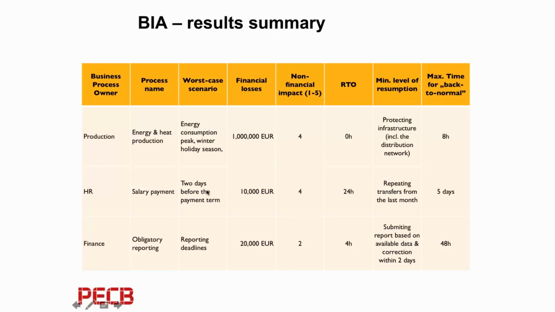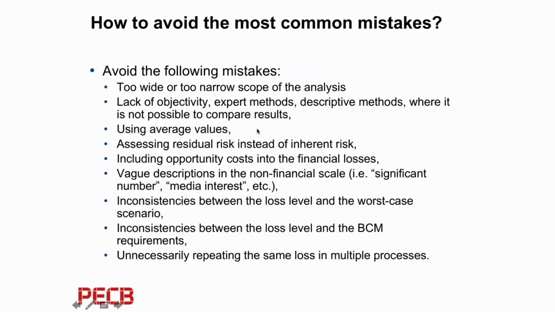So these are very important questions to be answered, and that's why, to participate in a BIA workshop, we invite business process owners, directors of the business units, people who are the decision makers. And now, how to avoid the most common mistakes in business impact analysis? First of all, you have to be very careful when you are setting the scope of the analysis. It's very easy to make it too wide or too narrow, and it is a good practice, and also a requirement in the ISO, to justify any exclusions. Why don't you analyze a particular group of processes? For instance, because they are supportive, because they don't deliver directly any products or services. You just need to define it.